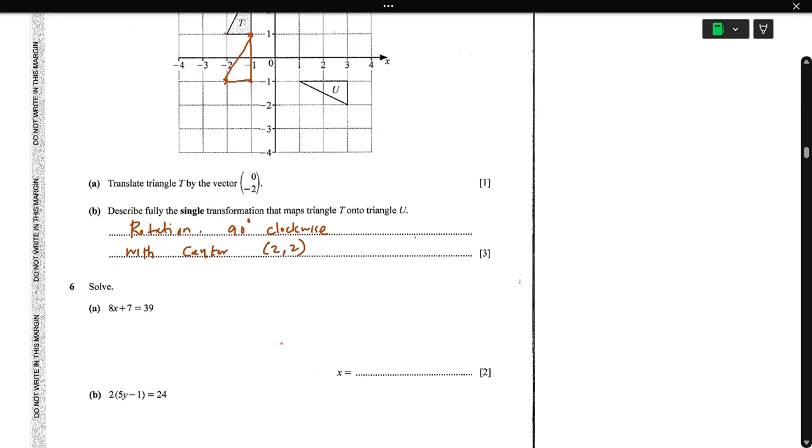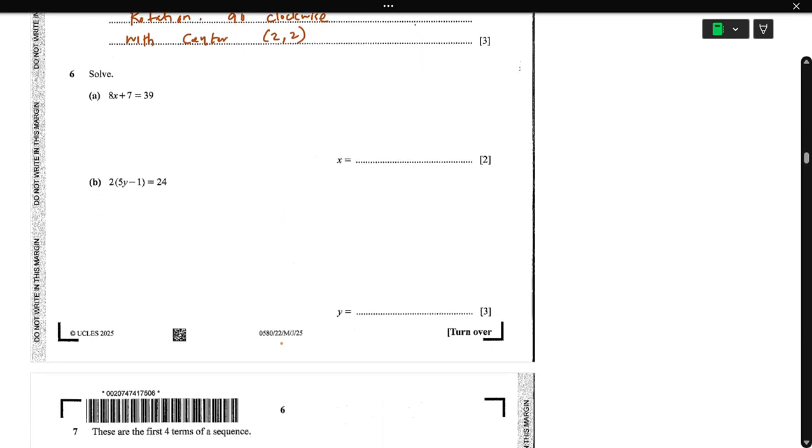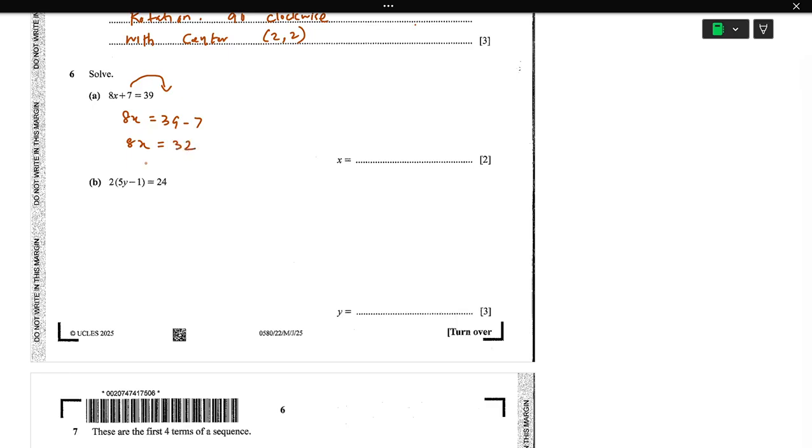Okay, the next question: solve 8x plus 7 equals 39. So 8x equals 39 minus 7, we shift this 7 to this side. So 8x equals 39 minus 7, which is 32. Next I'll divide both sides by 8, x equals 32 over 8. The answer is going to be 4. So x equals 4.